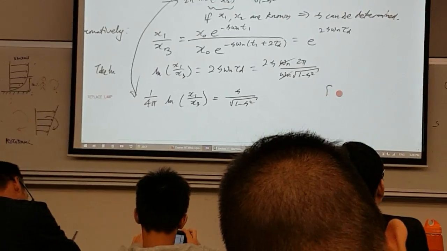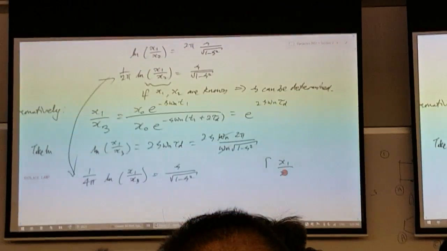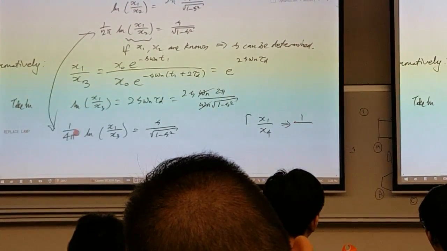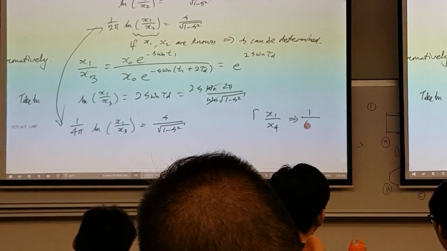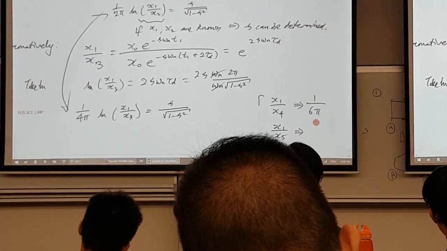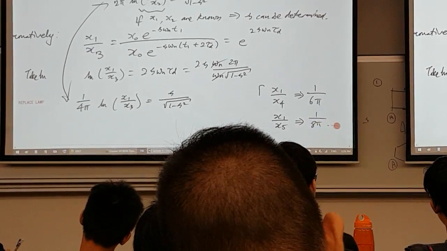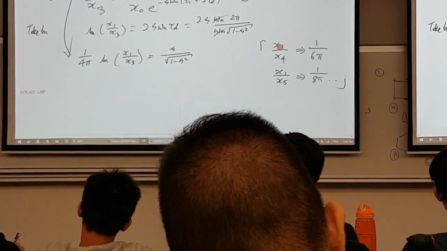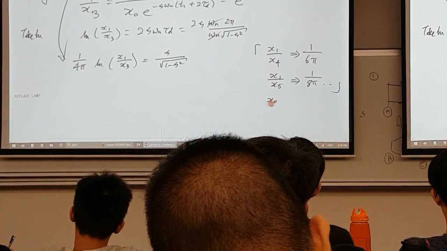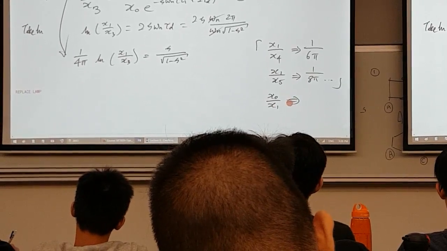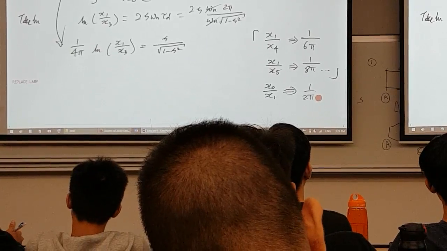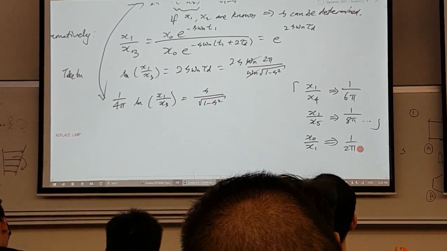So if you're to make a guess, if it's x1 over x4, what do you get for that coefficient? 1 over 6 pi. If it's x1 over x5, 1 over 8 pi, etc. Does it always have to be x1 and then something else? It need not. If it's x0 over x1, what do you get? You get 1 over 2 pi.